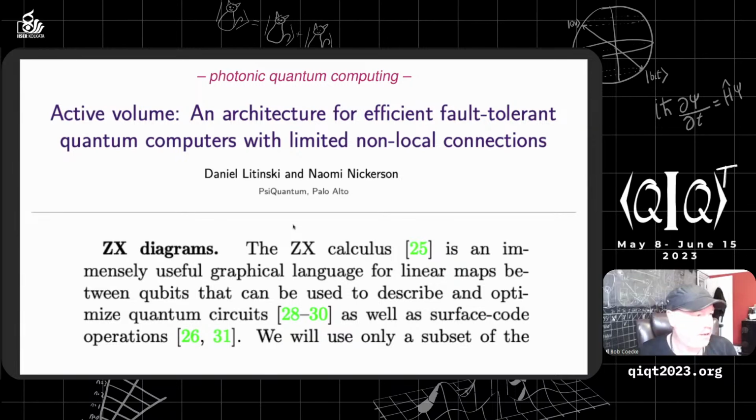While actually, historically, ZX calculus came out of problems in measurement-based quantum computation. So they go very naturally hand in hand. And so here you see that ZX calculus is an immensely useful graphical language for this. So they use it as their main language. PsiQuantum is the biggest photonic quantum computing company in the world.